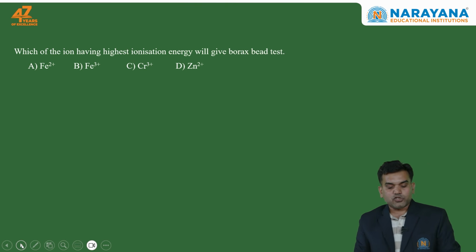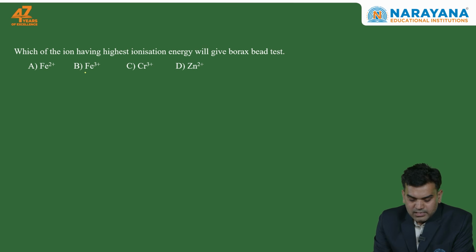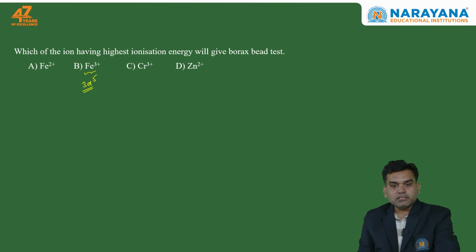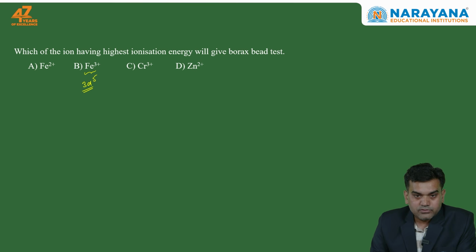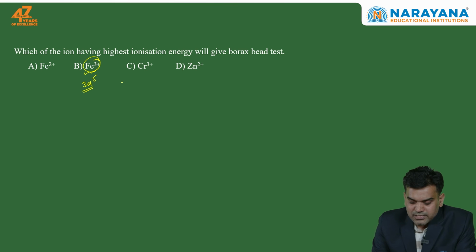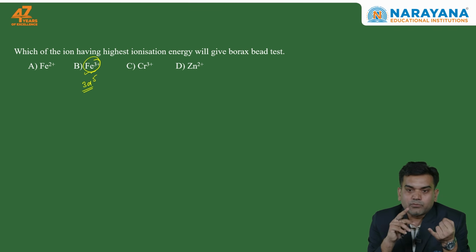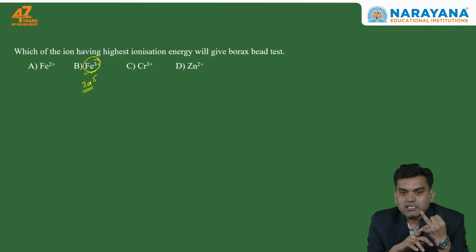Next question is about which ion has the highest ionization energy and will also give the borax bead test. Here, if you see Fe3 positive, because of the 3d5 electronic configuration, which is half filled, the enthalpy of ionization is maximum for Fe3 positive. Among all of these, it has the highest enthalpy, and it also gives the borax bead test. The enthalpy of ionization for Zn2 positive will be more than that of Fe3 positive, but the two criteria we need are that it should give the borax bead test and have the highest enthalpy of ionization.